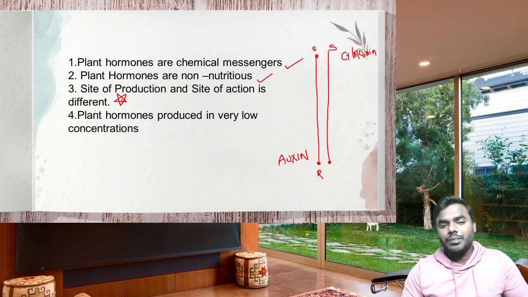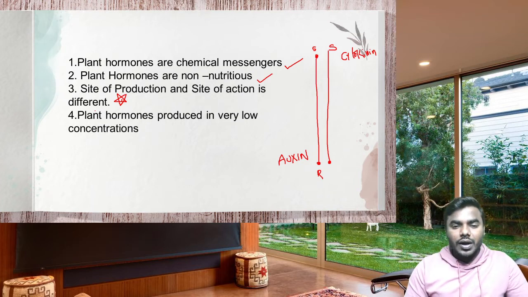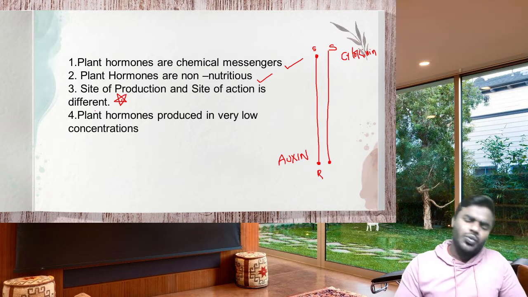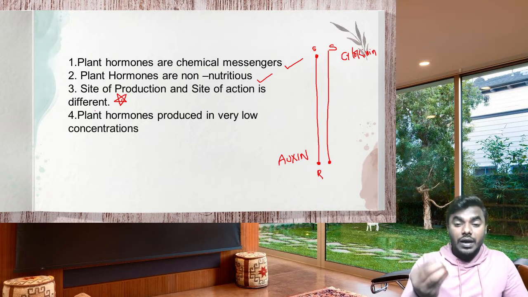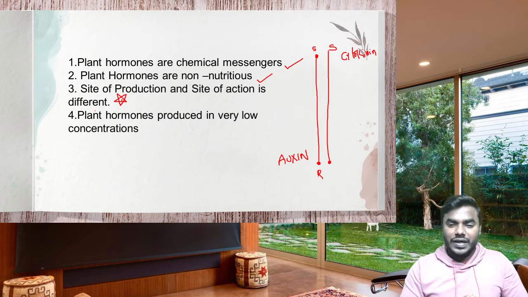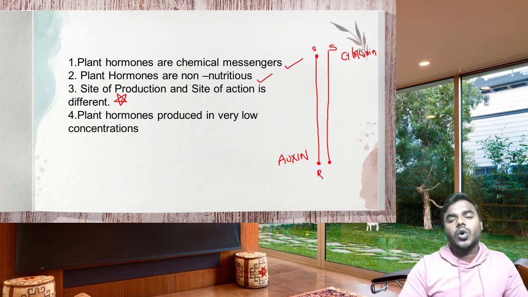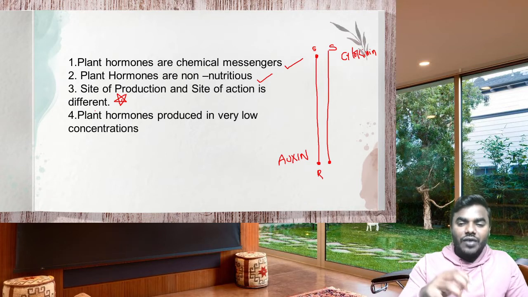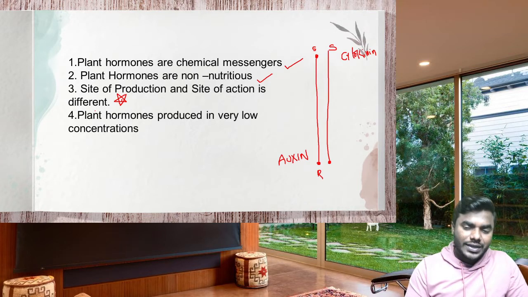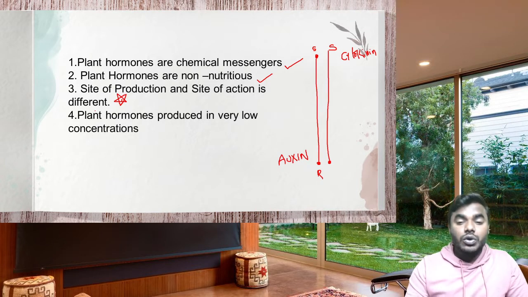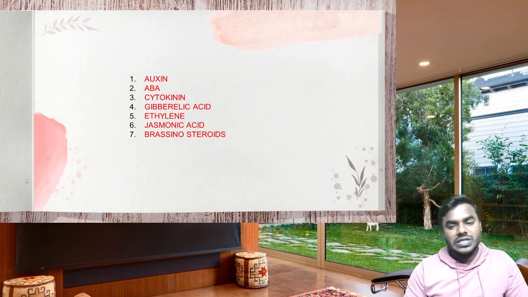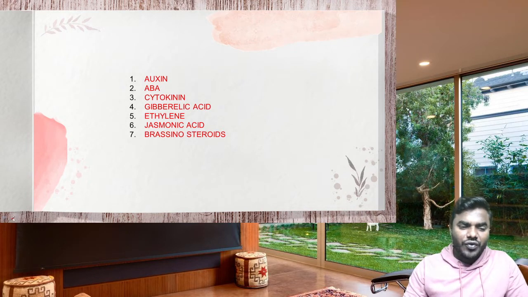Now, another very important point. All plant hormones are produced in very low concentration. What do you mean by that, friends? It means the lower the hormone concentration, the higher the activity. The higher the concentration, the lower the activity. So if a plant hormone wants to show its action in the plant body, it should always be synthesized in very low concentration. Please do not forget that particular point at all.